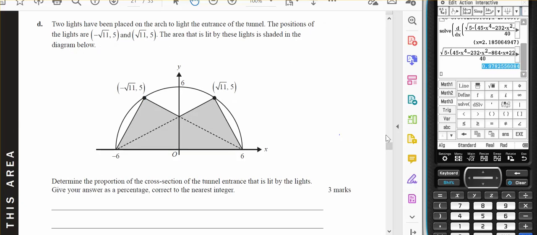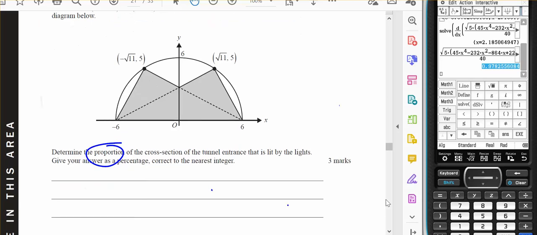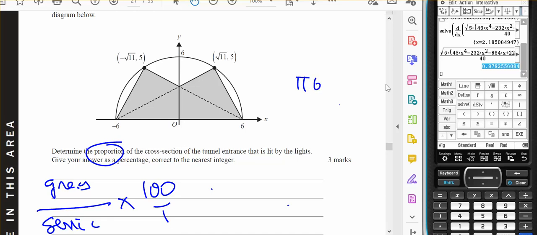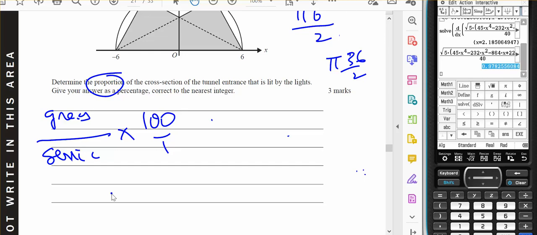And then we have determine the proportion of the cross-section of the tunnel entrance that is lit by lights. That's the grey area. So for the proportion, I'm going to do grey divided by semicircle times 100 over 1. My semicircle will be pi times 6 squared divided by 2, or pi times 36 divided by 2, is that correct? 18 pi.